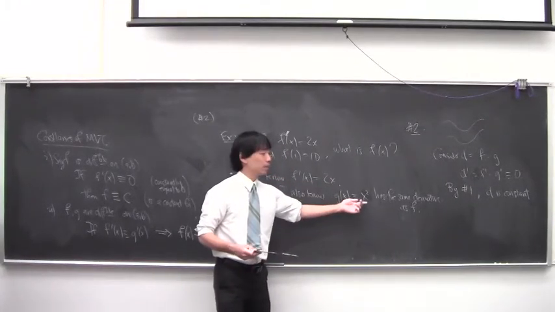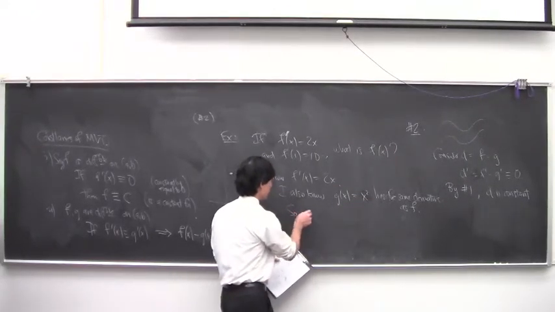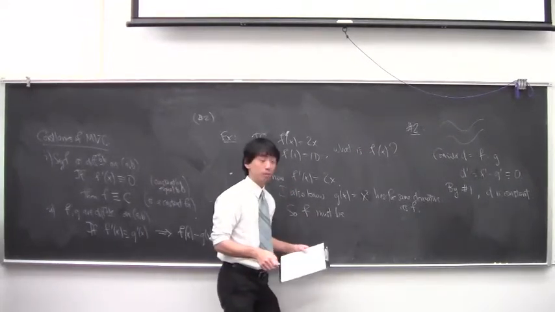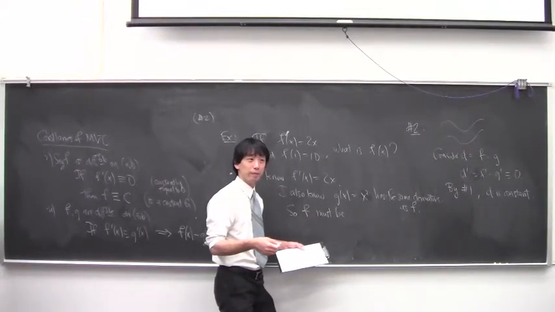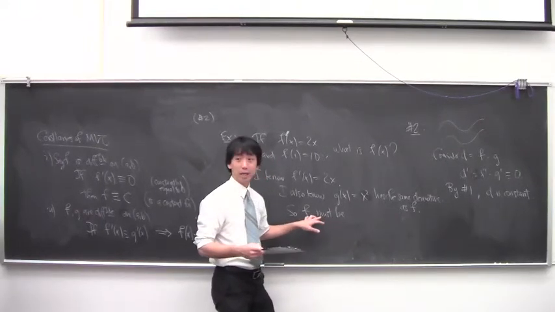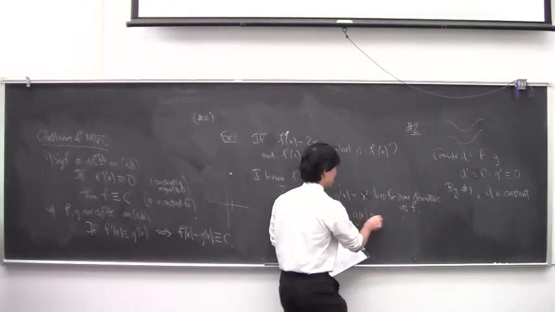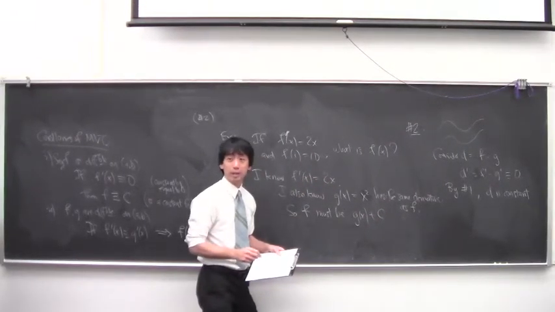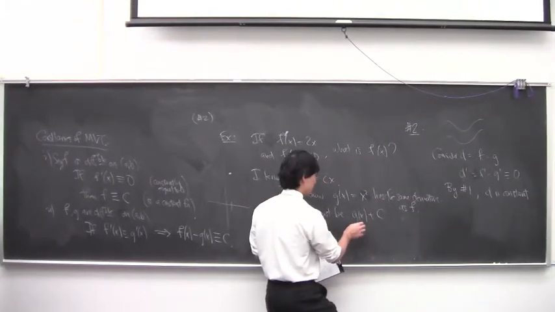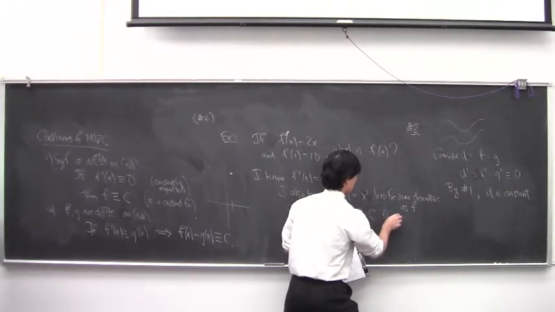The difference between f and g must be constant. So f must be g plus some constant. They have to differ by some constant. So f must be x squared plus c for some constant.